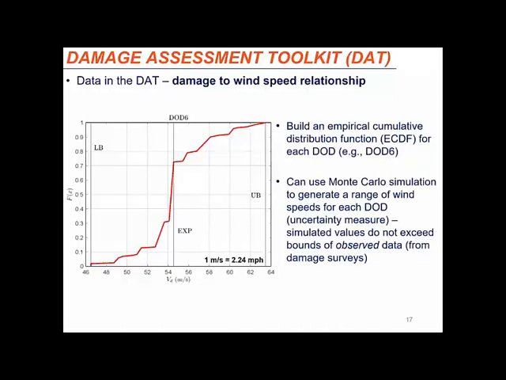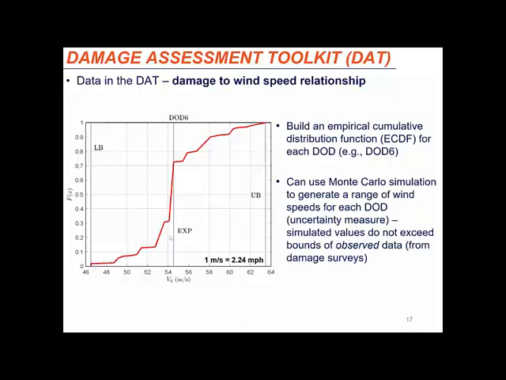And so in the modeling part, we'll talk about some broader questions that we're trying to answer with this data, which is to build an empirical cumulative distribution function for each DOD. So for example, this is what this ECDF looks like for DOD 6. And you can see the majority of values are around the expected for DOD 6. And so what we can do is use some Monte Carlo simulation to generate a range of wind speeds for each DOD, which gives us some uncertainty measure that we can quantify in this relationship.